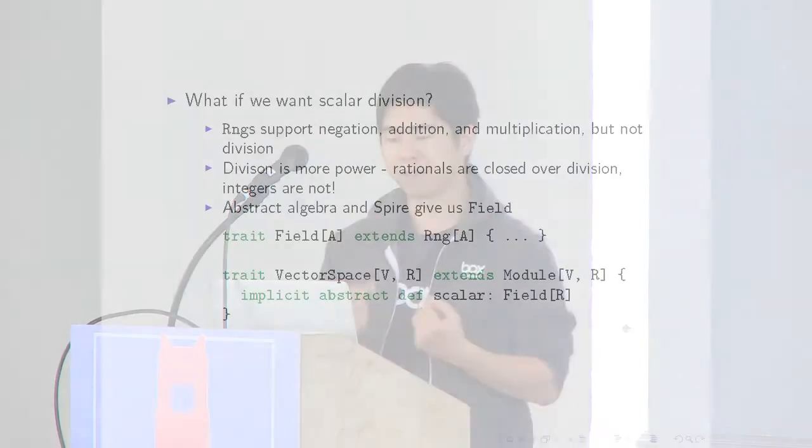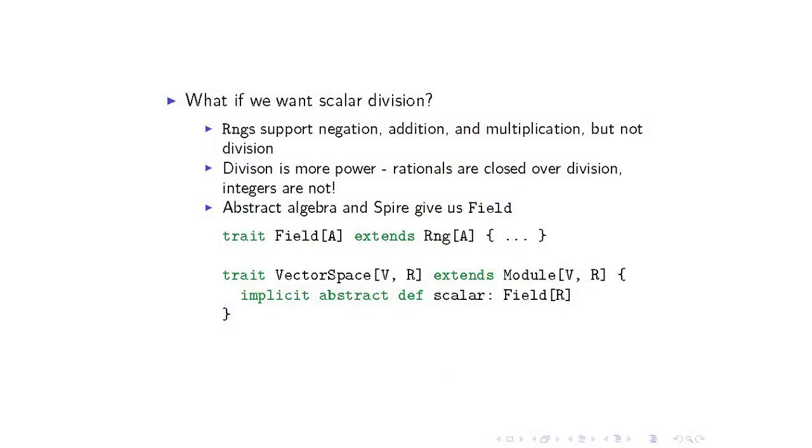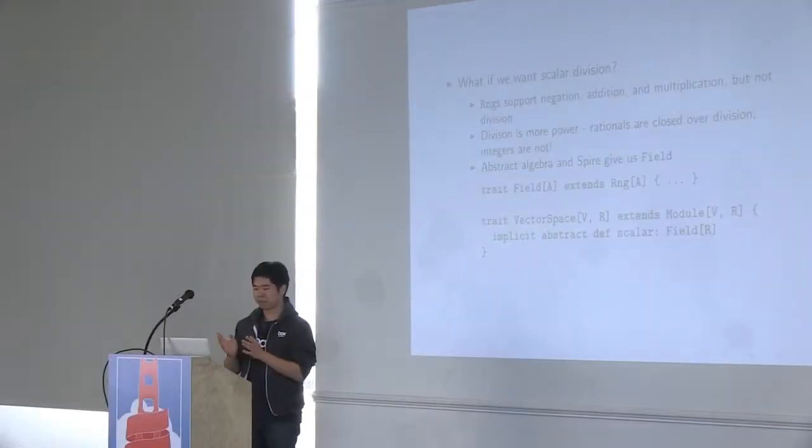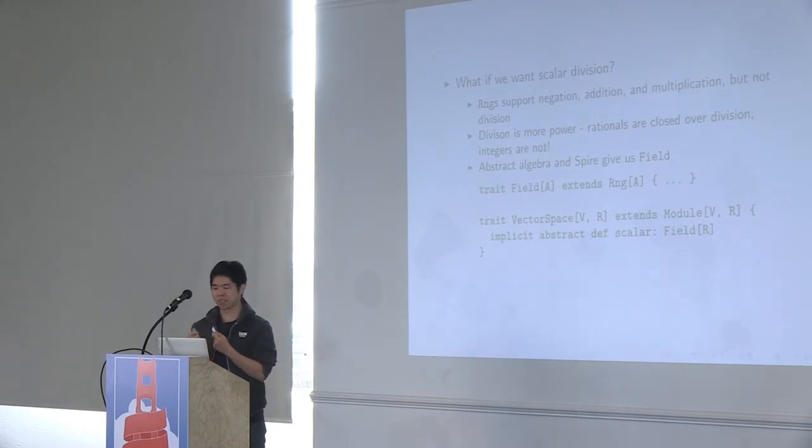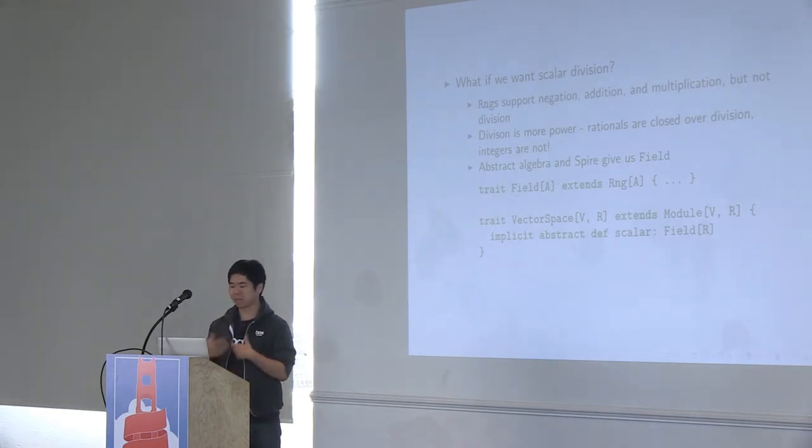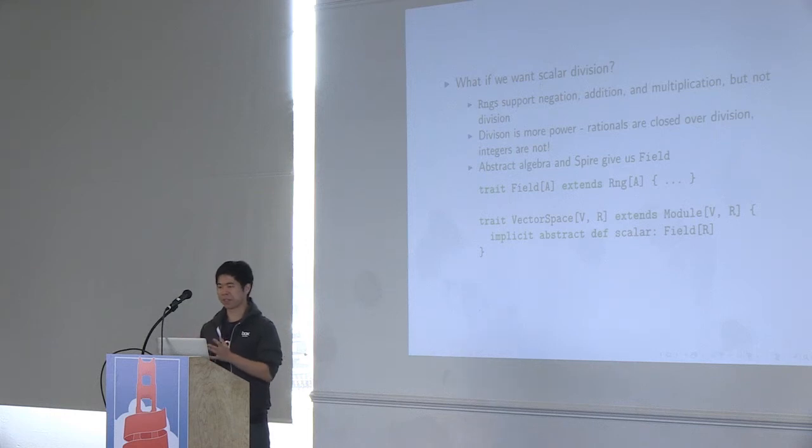And the wonderful field of abstract algebra, encoded by Spire, gives us the notion of a field. And a field is simply a ring, in addition with the ability to divide things. And now we have a vector space, which is basically a module that allows us to do scalar division. And we now require not that the scalar forms just a ring, but also that the scalar type forms a field. And as before, all of this type checks because if you have a field, you certainly have a ring. You just sort of ignore the fact that you can do division.